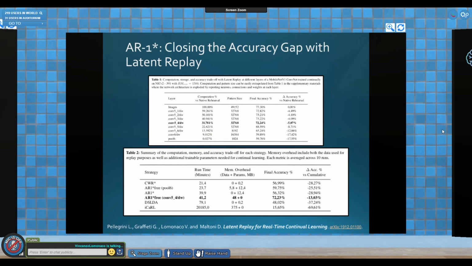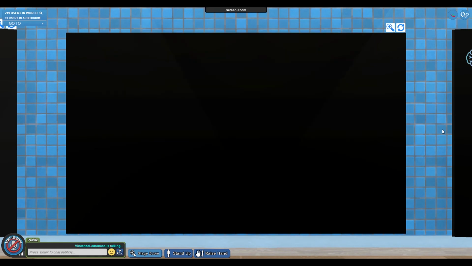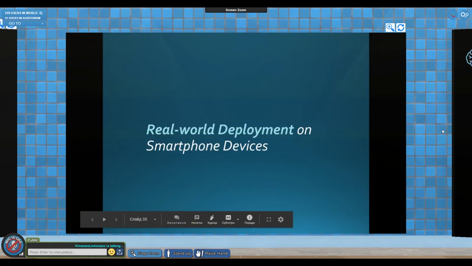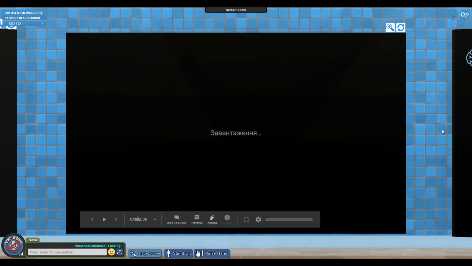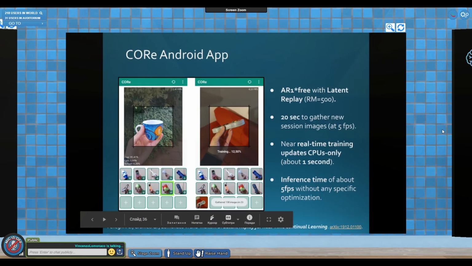So a huge improvement. All right, so I think that I can show you directly the use case now, just to close my talk. Essentially, what we did was to try to see how this algorithm could work in a real world application. And you should be able to see slide 36 now. Essentially, the core Android application that we developed is based on AR1*.